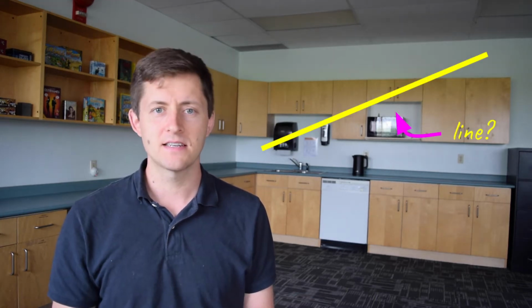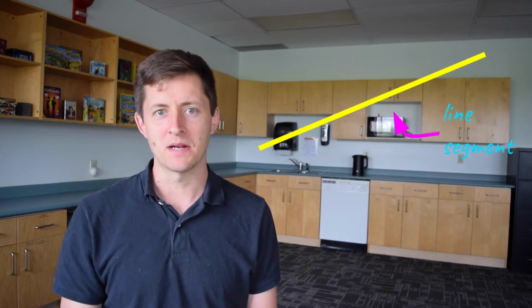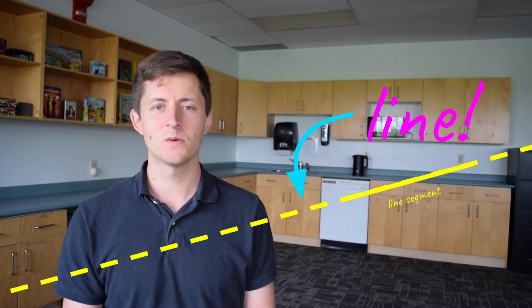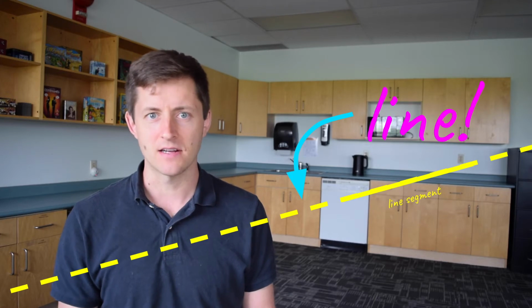Now, the way that we use words in real life is not always the same as we use them when we're using them in math. Take, for example, a line. Most people would consider this a line. In math, this has a different name. It's called a line segment because it's only a piece of a line. In math, a line actually goes on forever. It never ends.